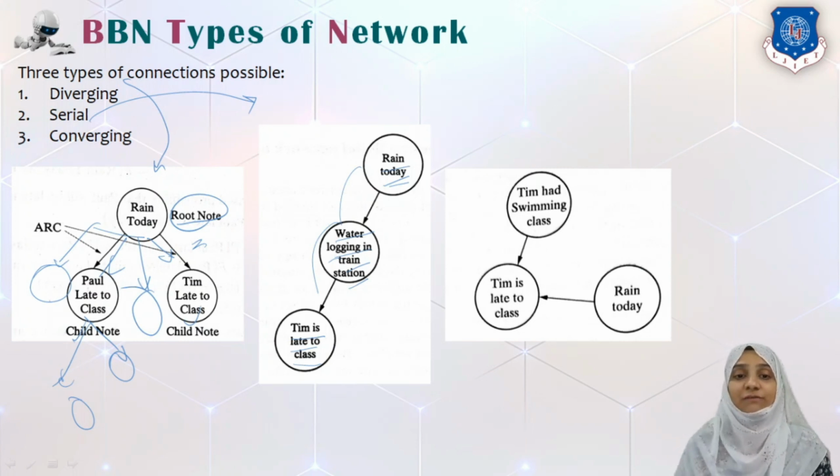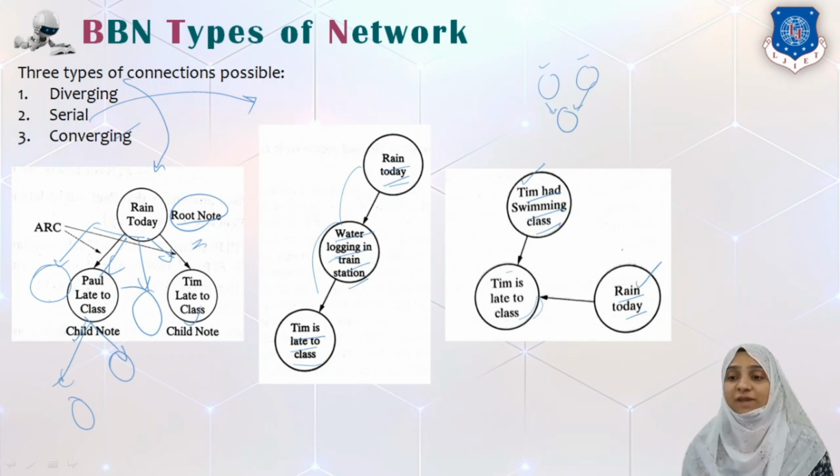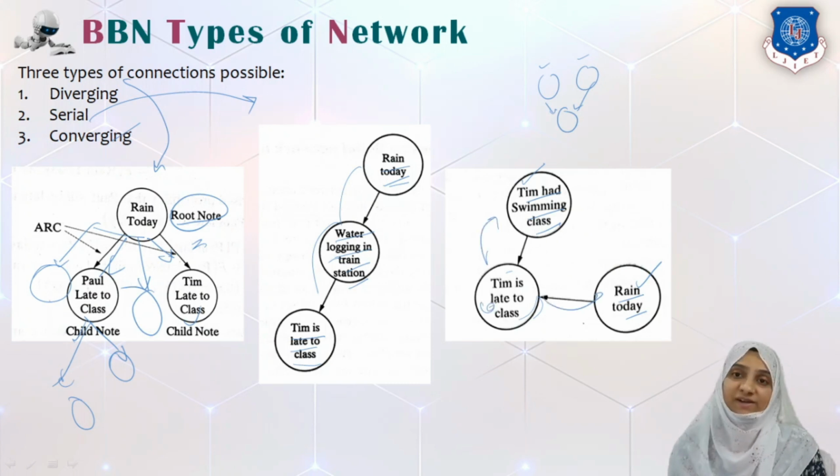The third type is the converging network, in which the outcomes of two different events converge into one event. So there is more than one root node in this kind of network. As you can see, Tim has a swimming class and there is rain today. Tim might get late for class because of swimming, or because of rain, or because of both, or because of none. So the outcome of this event depends on two independent events which are not connected with each other in any way.